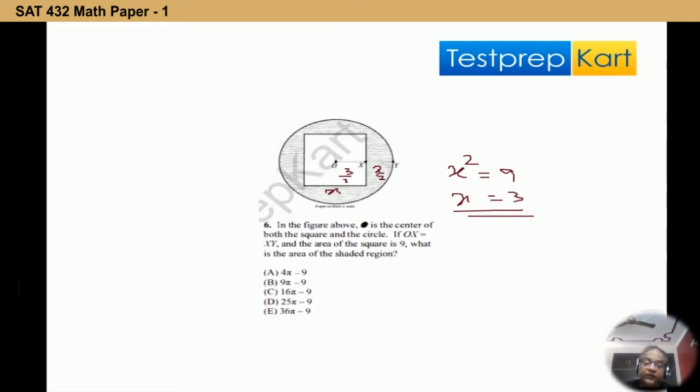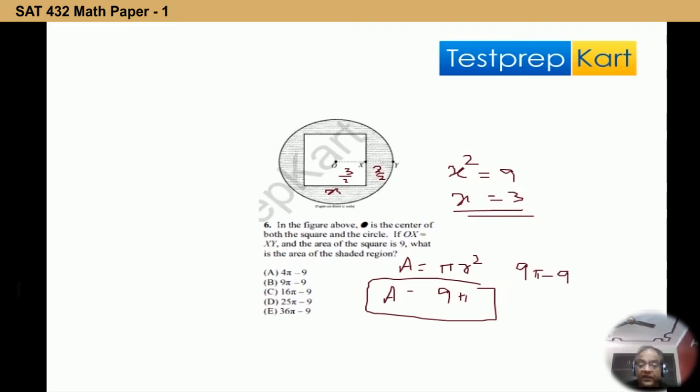And radius of the circle is 3 means the area of the circle will be pi into r square, which is equal to 9 pi. And shaded region means 9 pi minus 9, because we have to subtract the area of the square, which was 9. So 9 pi minus 9, that means B is the option.